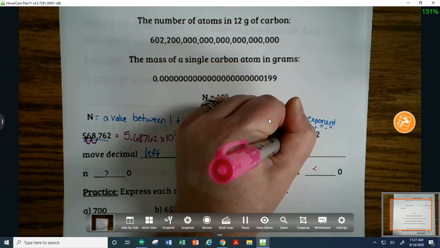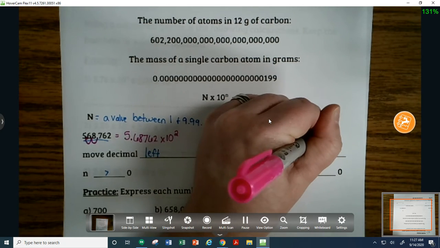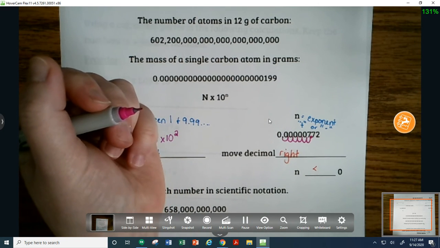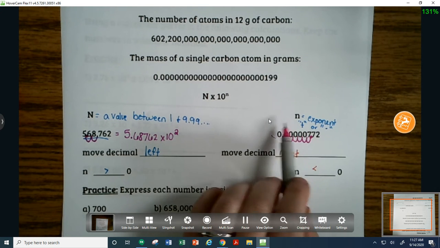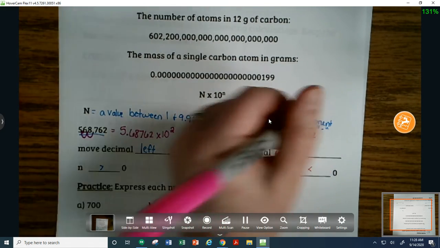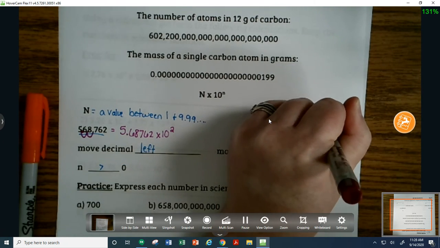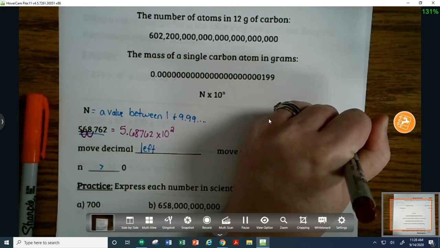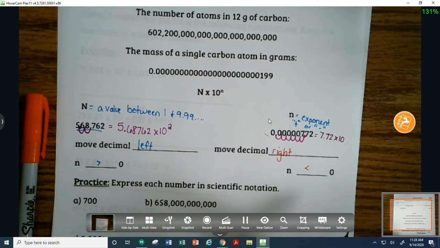So I'm going to draw my little waves in. I have 1, 2, 3, 4, 5, 6. Again, the decimal rests behind the first non-zero digit. What this does is it helps us eliminate these extra zeros and simplify the number. It represents the same value, it just makes it a little bit easier to interpret. So what this becomes is 7.72 times 10, and if you count the number of times that it was moved, it was moved 6 times. So our exponent is to the 6th.